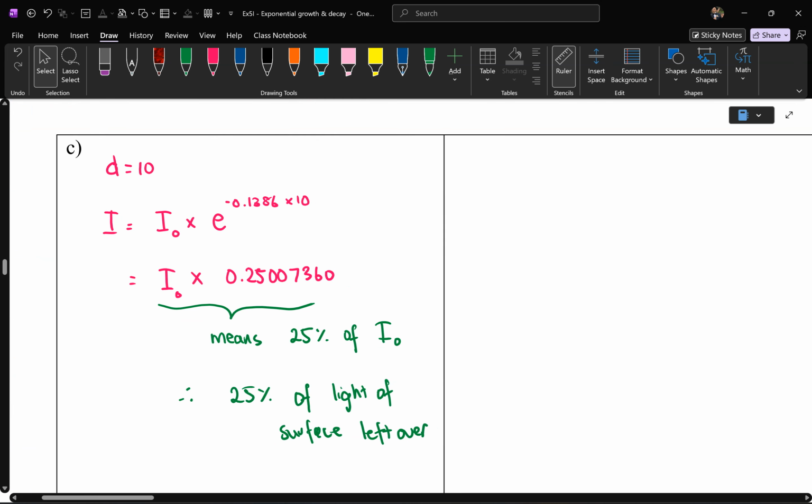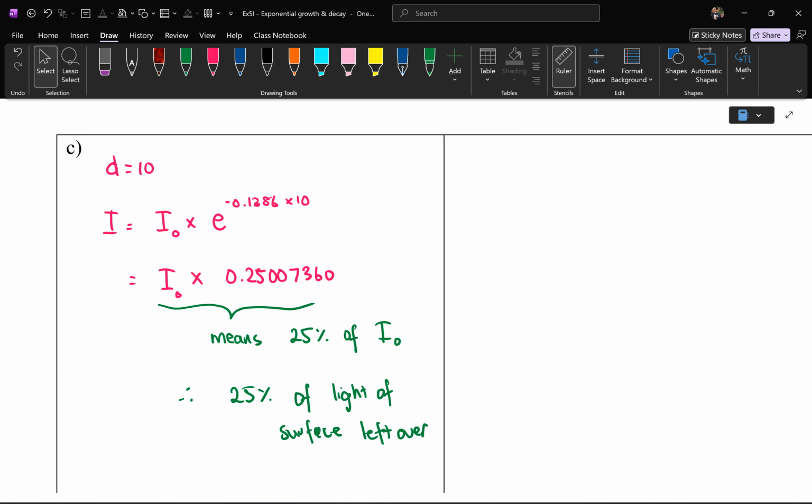It tells you to find the percentage of light available. So when D equals 10, I already got K. I subbed in 10, and then I worked out this value. So you type in your CAS, and it works out to be 0.25007360. And if you read and interpret this, which is the point of the question, did you understand what it meant if you started with I naught and you times it by 0.25? That's the same thing as saying you're quartering it. There's about 25% left over. So the question was, what's the percentage of light intensity left over or available? 25% of the original is what's left over.